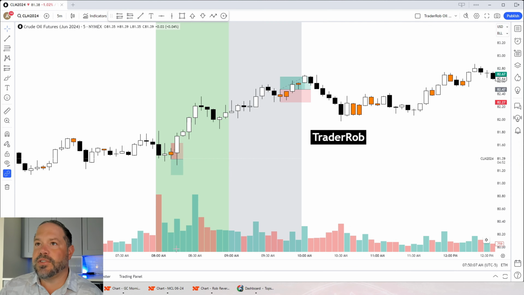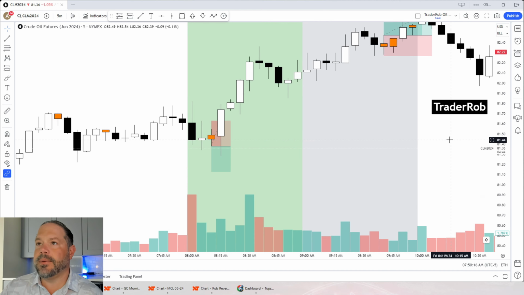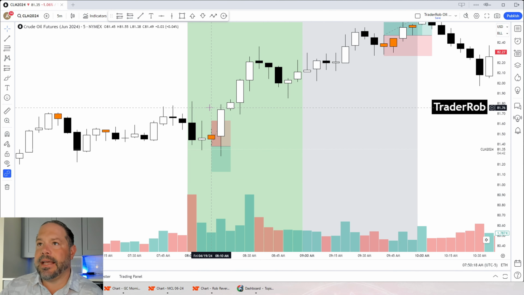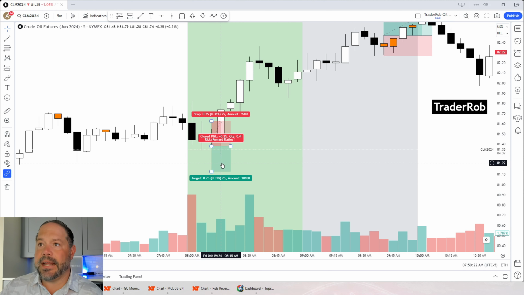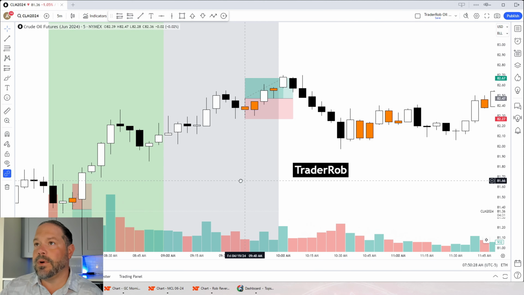In oil session 1, we got an inside bar at 8:10 in the morning. Let me see if I can make this a little bigger so you guys can see it. There we go. We get an activation at 8:10, 8:15 close. Get activated into the short, 25 ticks. Reverses on us for a loss in oil session 1.